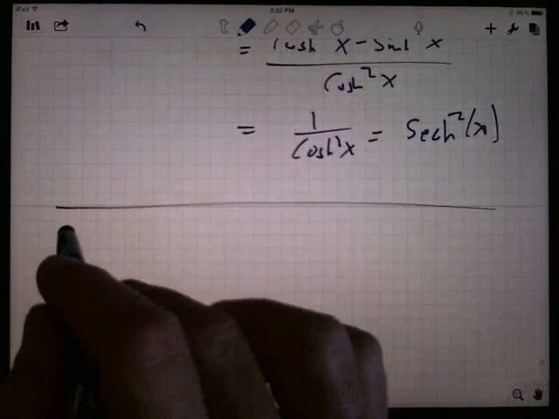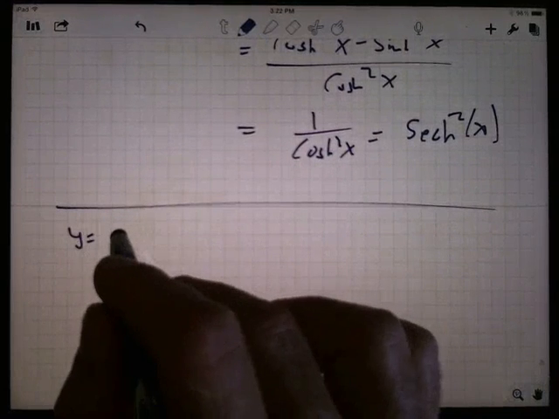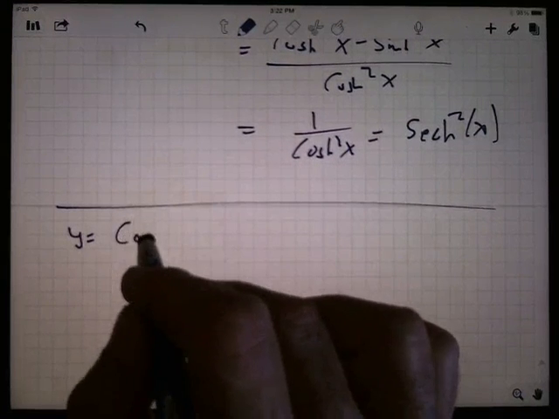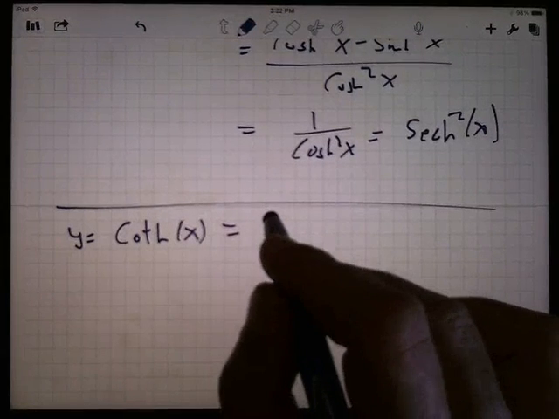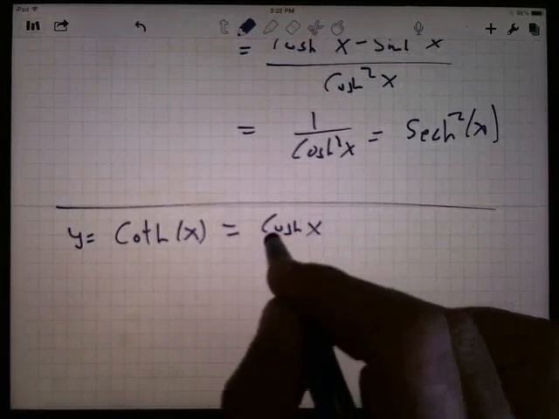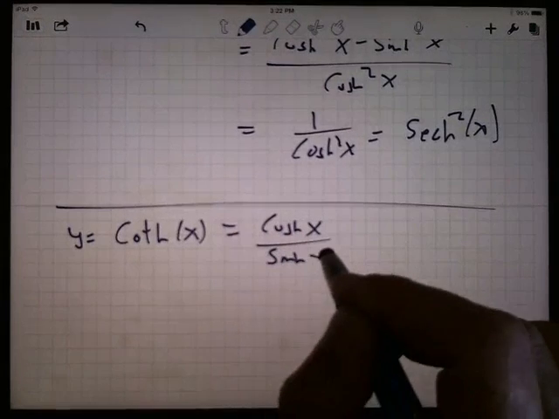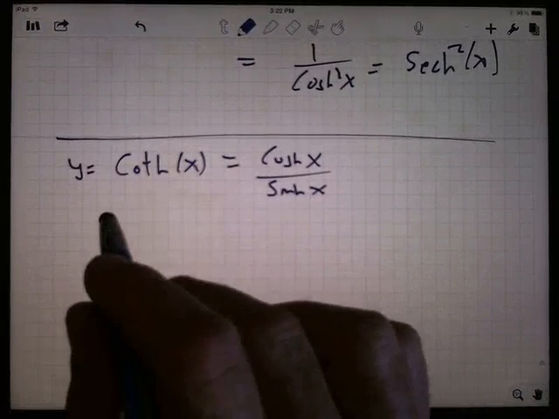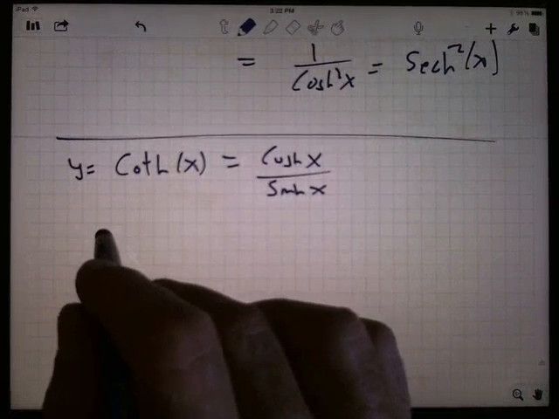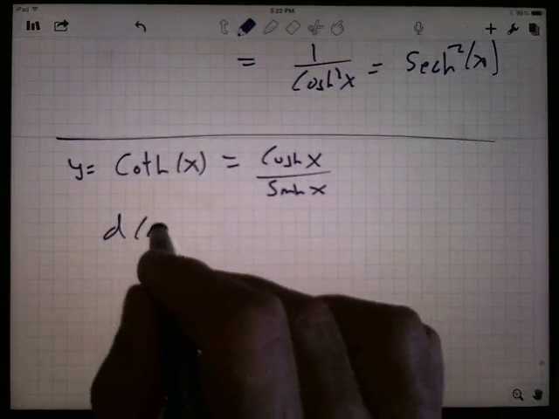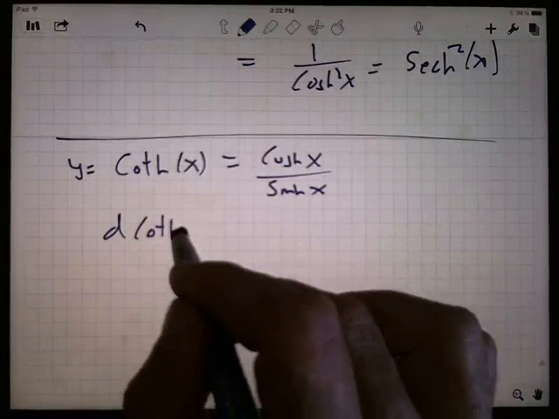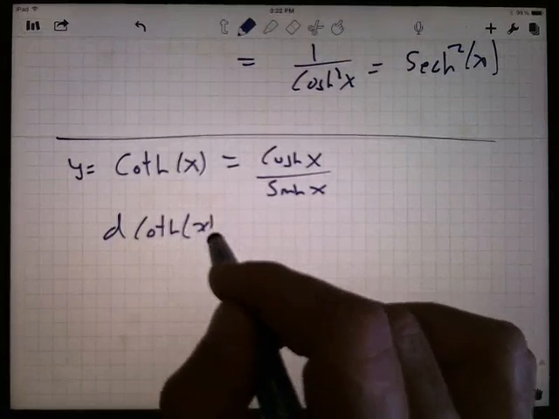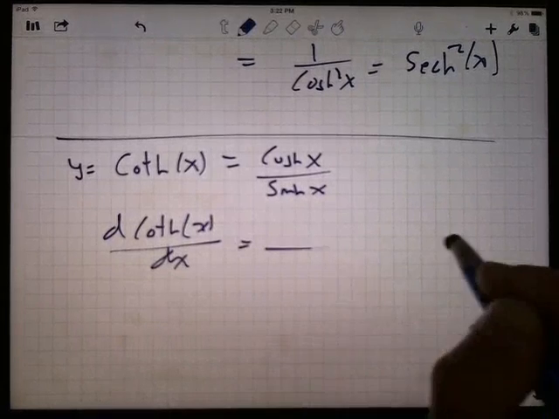How about y equals the hyperbolic cotangent of x? Let's write that as the hyperbolic cosine divided by the hyperbolic sine and see what happens. So the derivative now, the derivative of the hyperbolic cotangent, is quotient rule.